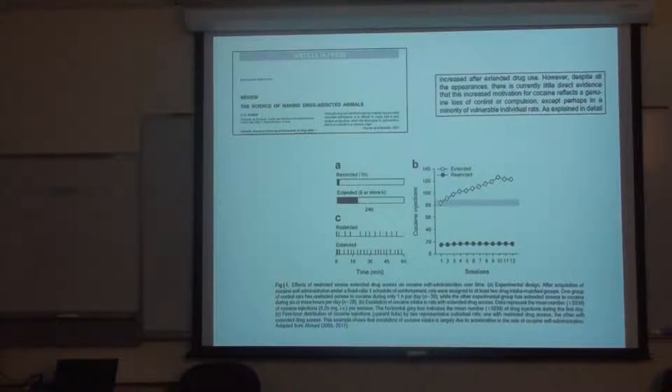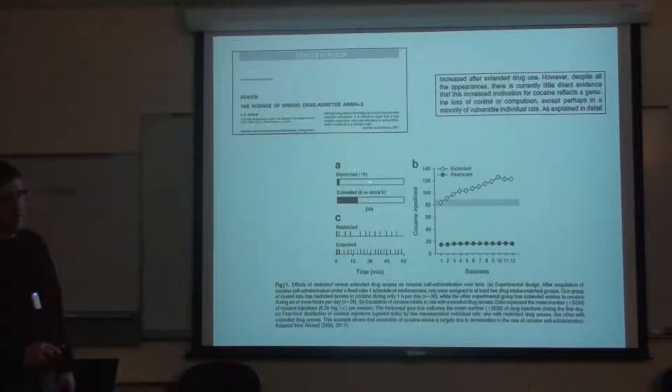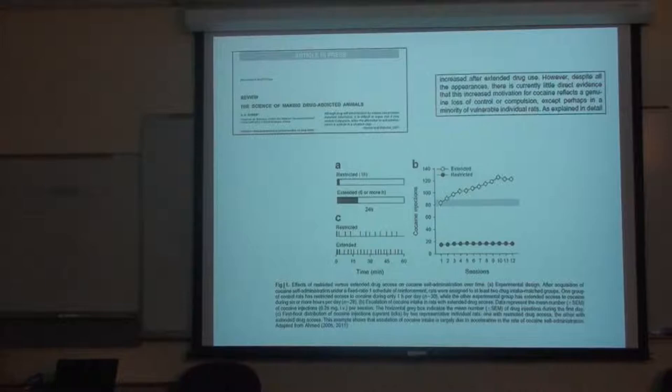When you do that, what you find is that animals engage in this pattern of behavior. What we're looking at is the number of cocaine infusions that animals take in a 1 hour session when they have what they're referring to in this figure as restricted access. What you'll notice is that they do the same thing every single day. They take about the exact same amount of cocaine. This behavior is very uncharacteristic of what people do. People who take cocaine repeatedly will take more and more of the drug the more chances they get to take it.